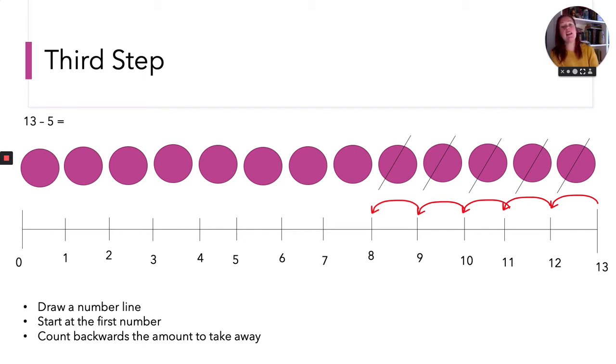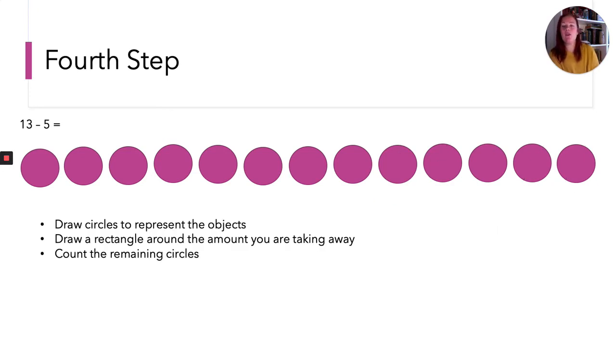Okay, and it is really good if you can see the correspondence, so the relationship between my picture here and my number line. And you count backwards. 1, 2, 3, 4, 5. Oh, my answer is 8. We're going to count back in ones there, just as we crossed out in ones. If you find that quite easy, you can move on to the next step, which is the fourth step.